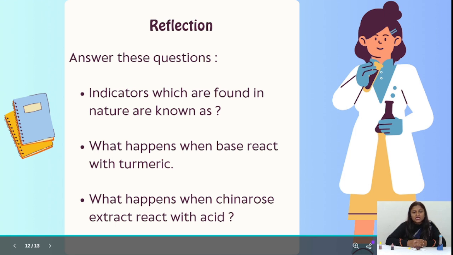So in our next class, we are doing one more activity to prove that chemical indicators also help in identifying which one is acid and which one is base.